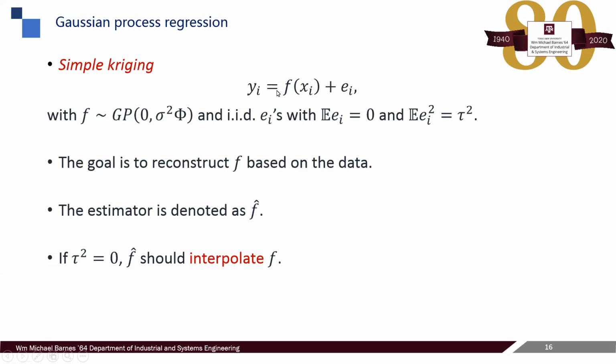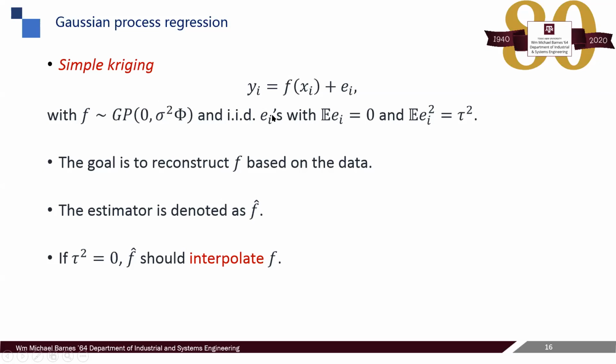And because f is unknown, in view of Bayesian statistics, we put a prior on it. The prior is a GP. And here, we use mean zero. Mean is zero in this case, and that's why we call it simple kriging. Okay, so we have different types of kriging with just different parameterization of the mean part.